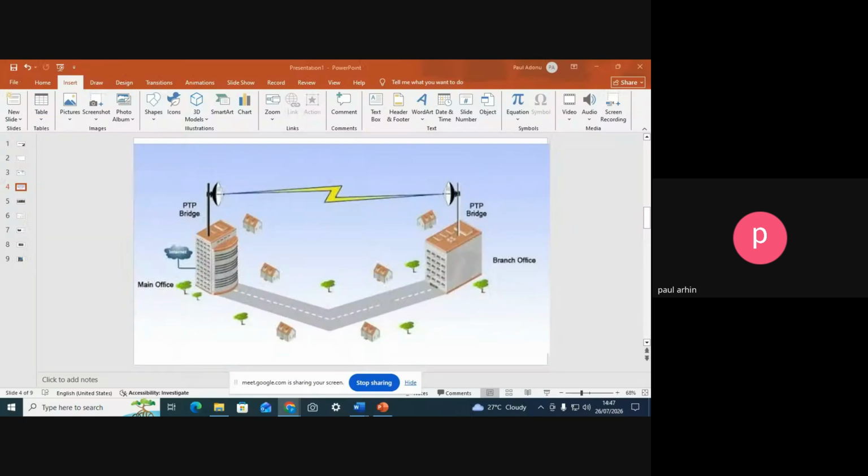Because of that, we have positioned a bridge here. This bridge here is a receiving bridge, and this one here is more of a transmitting bridge. These two meet in line of sight. This is the line of sight transmission. Now this particular zone here is called the Fresnel zone. F-R-E-S-N-E-L. It is called the Fresnel zone.